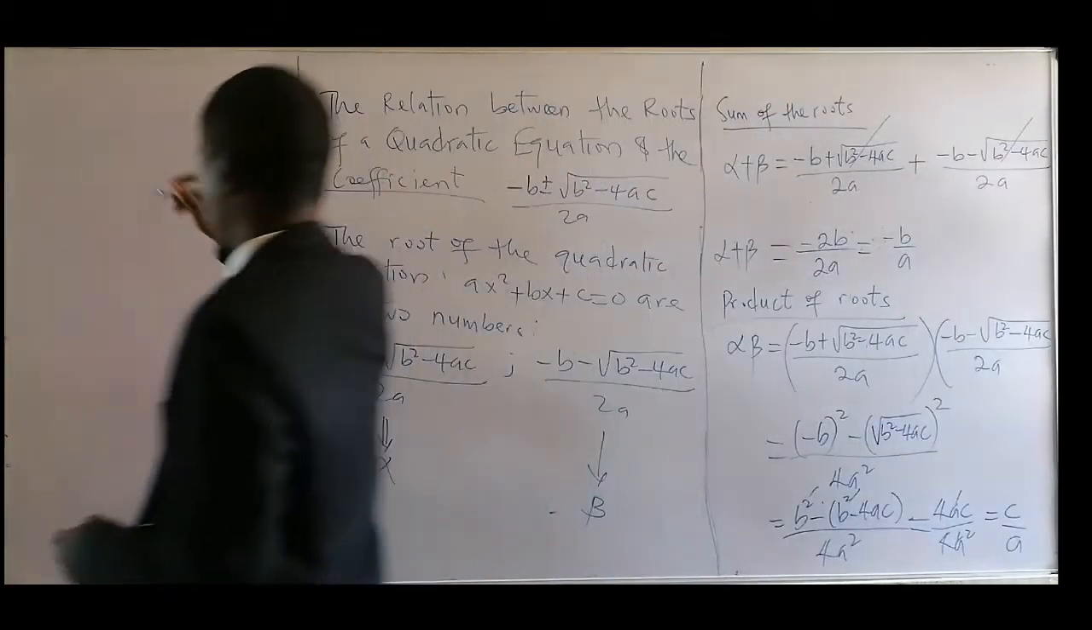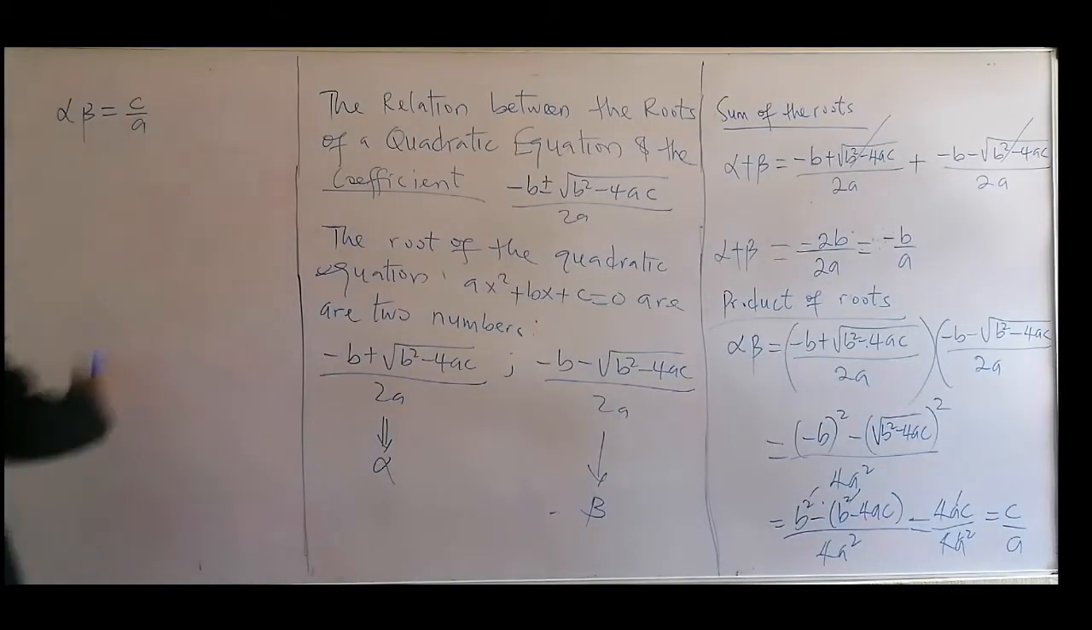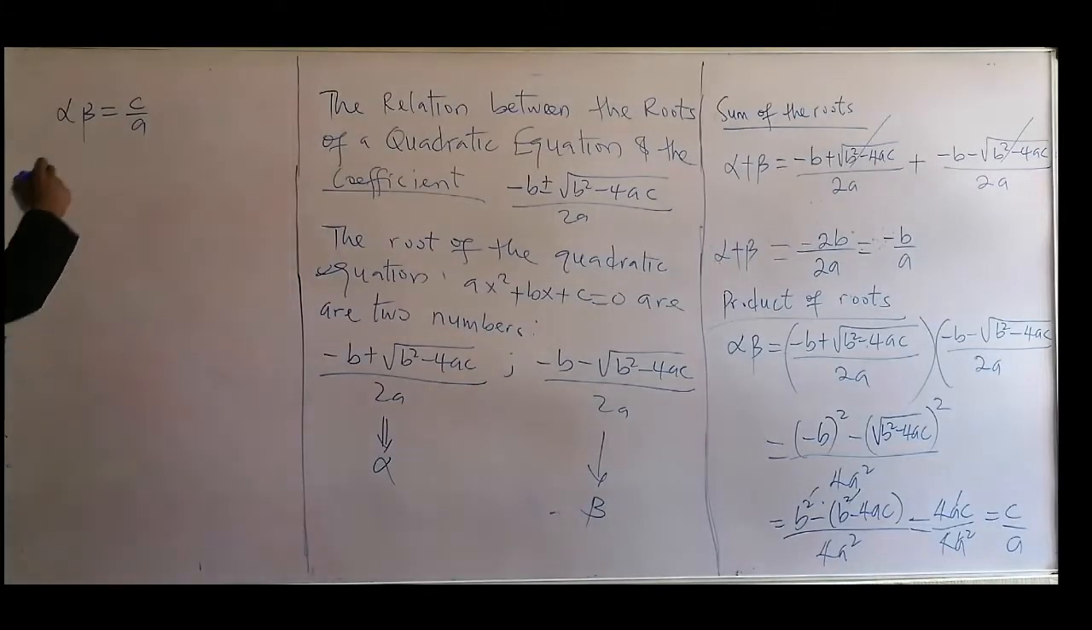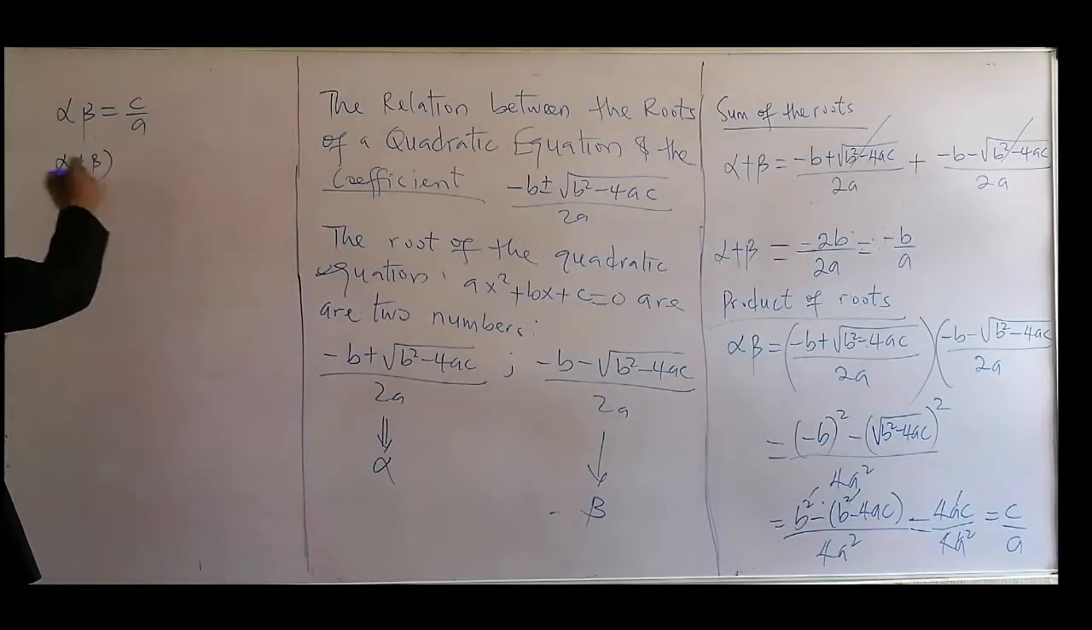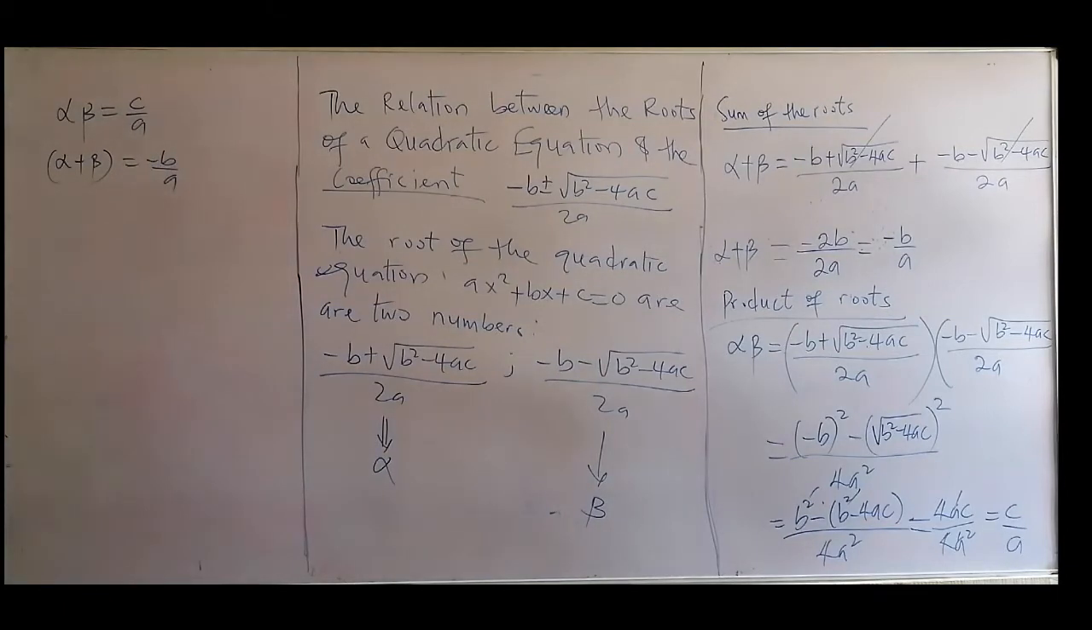So for the product of the roots, alpha beta is equal to c over a. And the sum of the roots is equal to minus b over a. So that is that on that aspect.